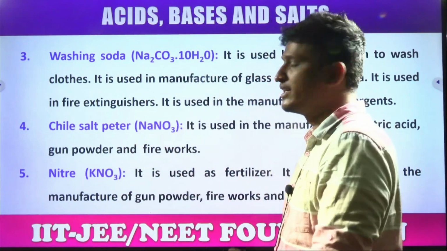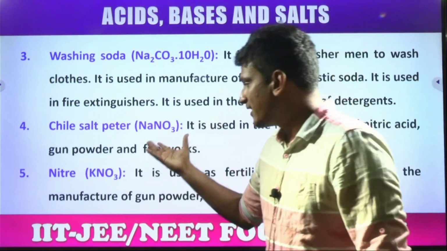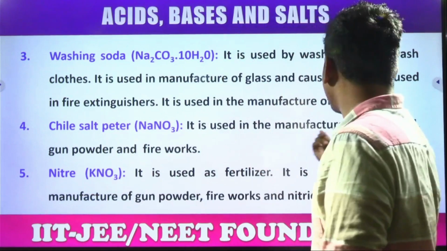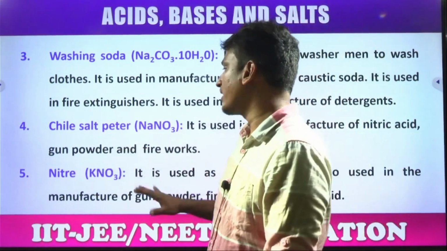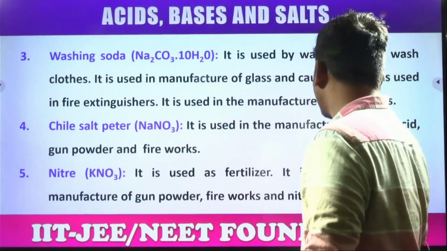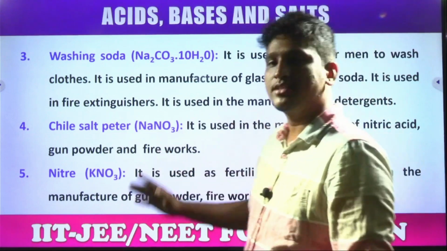And chili saltpeter, which is sodium nitrate, students. Most of these nitrates are used as fertilizers or explosives. So it is used in the manufacturing of nitric acid, gunpowder and fireworks. It is used as a fertilizer like niter, potassium nitrate. It is also used in the manufacturing of gunpowder, fireworks and nitric acid. Both have almost same uses.